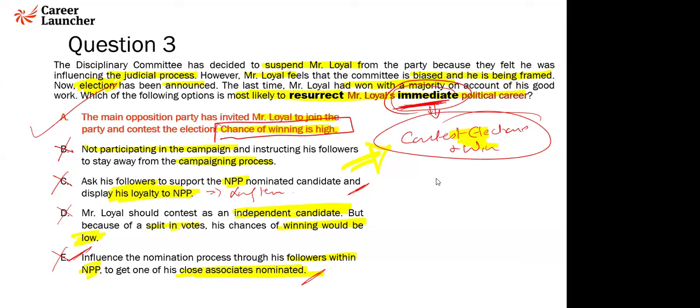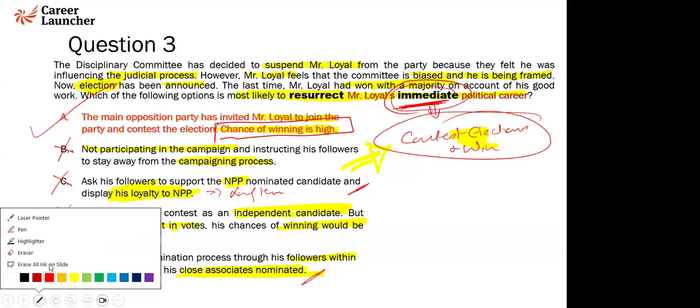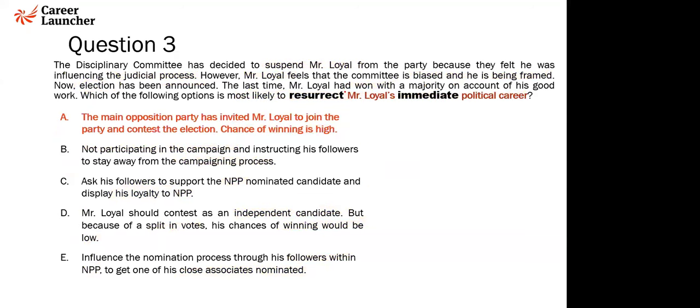Yes, Akash, agree with you. You have to base it on the question. And out here again, I'm repeating the critical thing as far as this particular question is concerned: resurrect Mr. Loyal's immediate political career, not long-term political career.